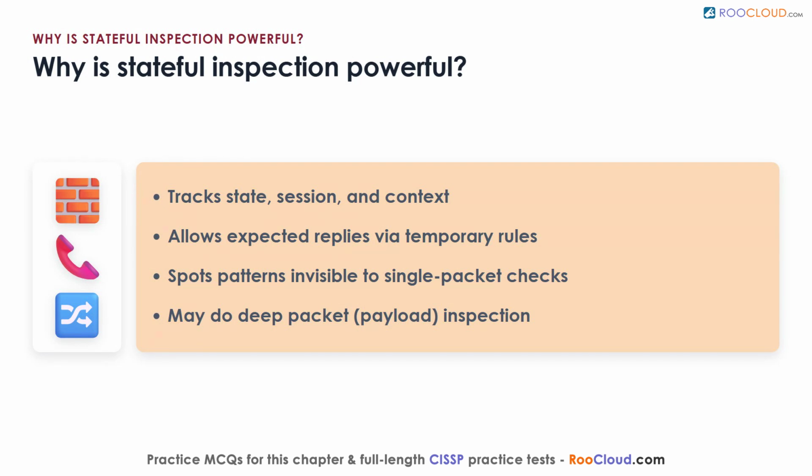That lets it safely allow the expected reply to a valid outbound request by creating a temporary rule that lasts only as long as the conversation. It can spot malicious patterns invisible to single packet checks, and it may even perform deep inspection of a packet's actual payload, not just its header. Picture a guard who recognizes that a returning delivery truck matches the one they waved out an hour ago and lets it back in without fuss.